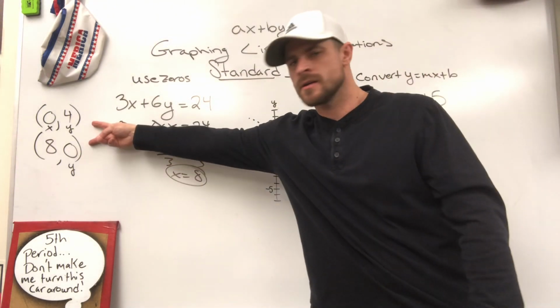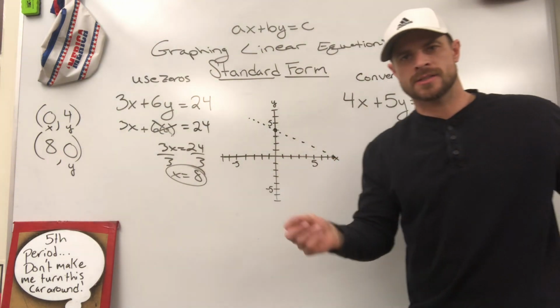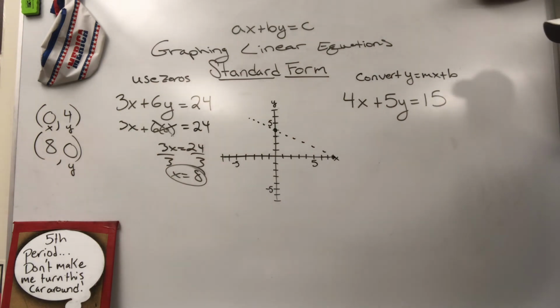Find your zeros. That's your x and your y intercept. Plot them. Connect your dots. All right, now let's go over one where we have to convert.